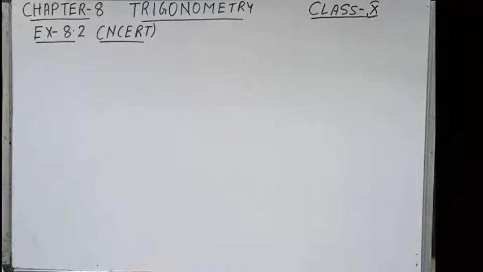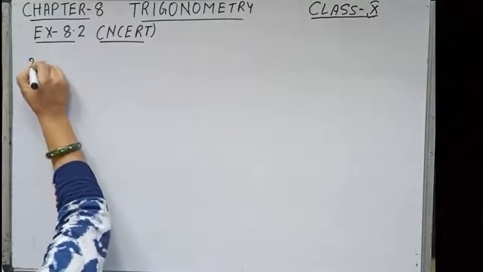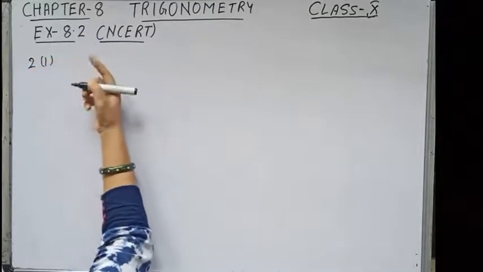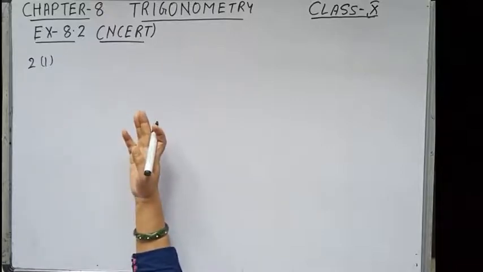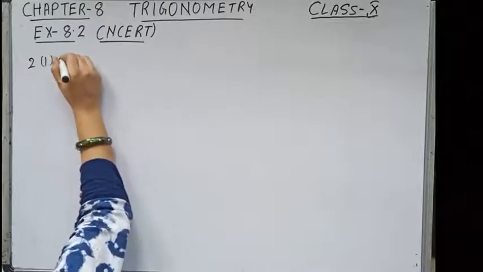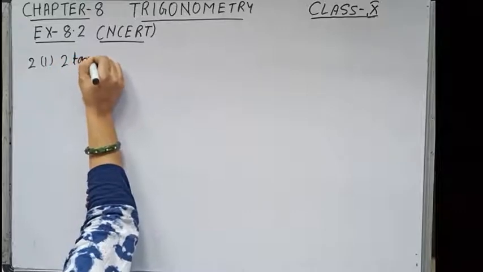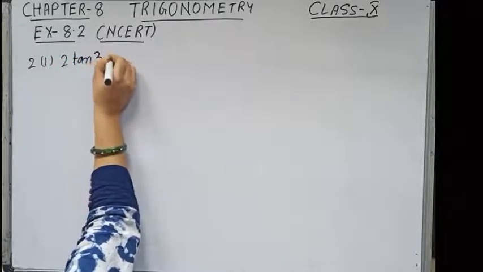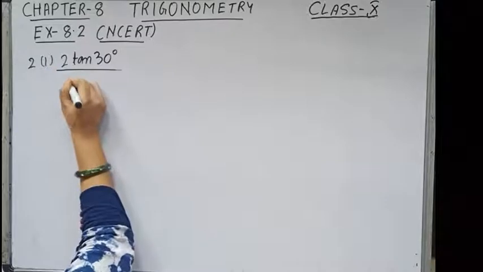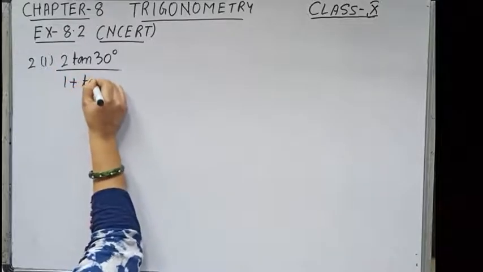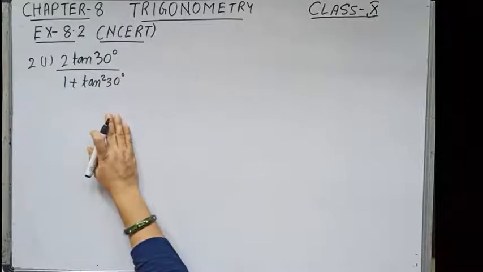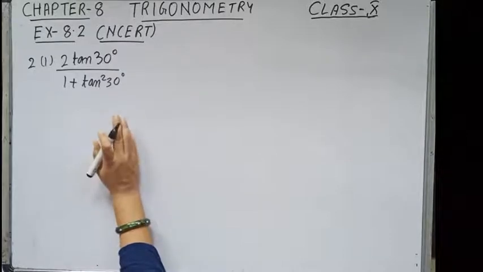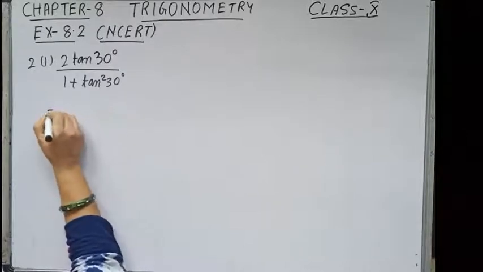Options are given: A, B, C, D. So we have to choose the correct answer and justify your choice. I mean, we have to solve and then our option is justified. So over here, 2 tan 30 degree by 1 plus tan square 30 degree. The options are sin 60 degree, cos 60 degree, tan 60 degree and sin 30 degree. Any of the options we will get by solving this. So let us solve this.